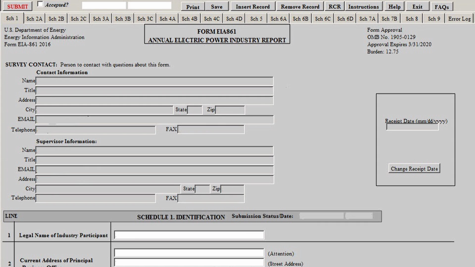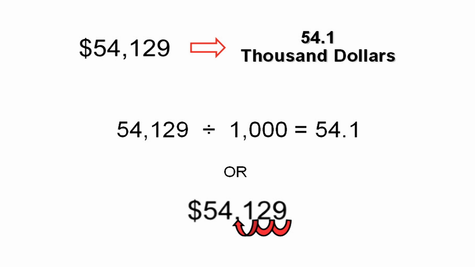Before we begin, it is important to note that all revenue amounts on the form are reported in $1,000 and rounded to the nearest tenth. For example, $54,129 would be reported as $54,100. This should be calculated by dividing your revenue by 1,000 or moving the decimal 3 places to the left.